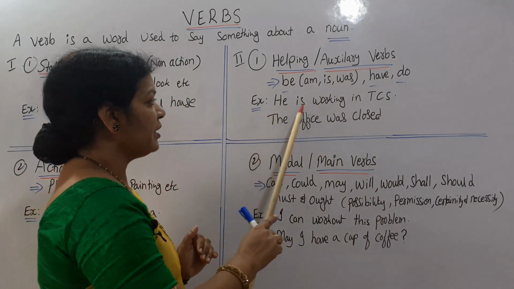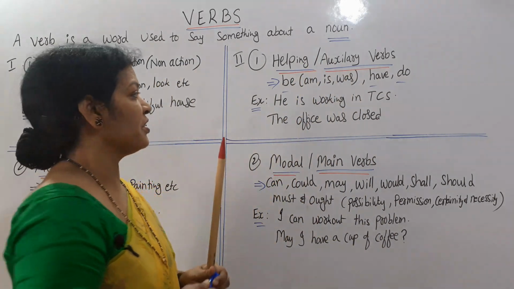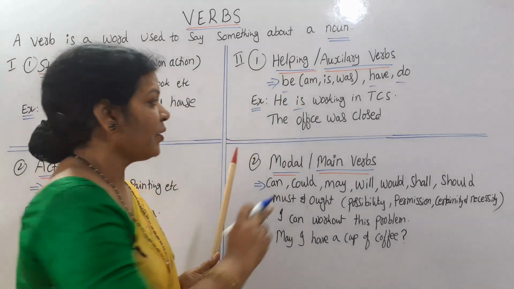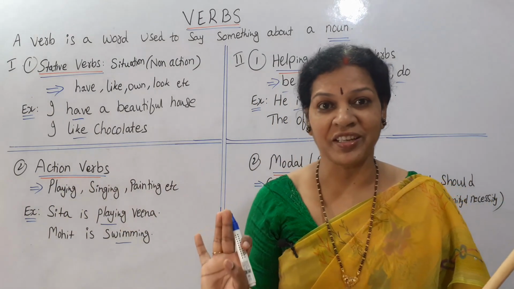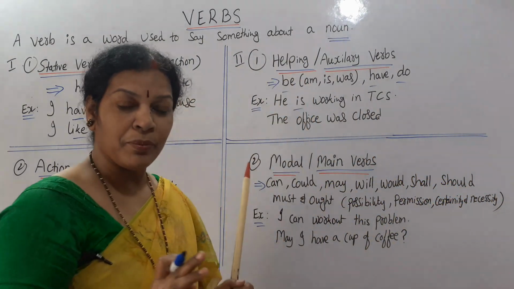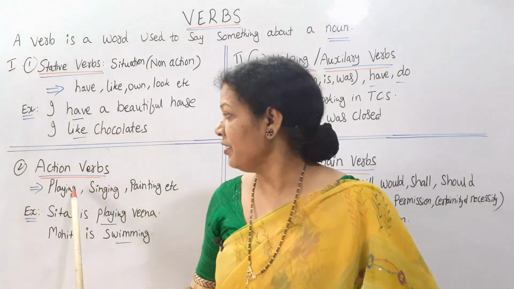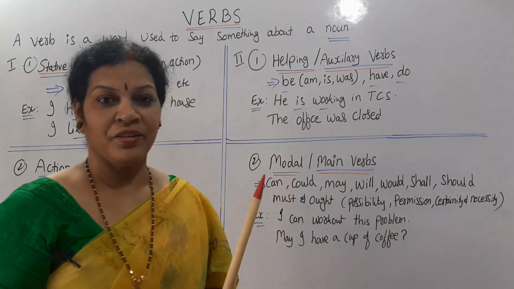So these three we consider as helping verbs or action verbs. Example, if we take, he is working in TCS. Is here is the helping verb, and working is the action verb. Both verbs are there here. Please be careful. This is the helping verb or auxiliary verb, and working is here the action verb. Two verbs are there. Are you getting it?